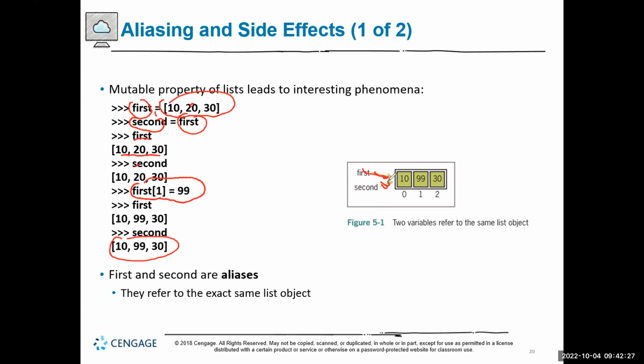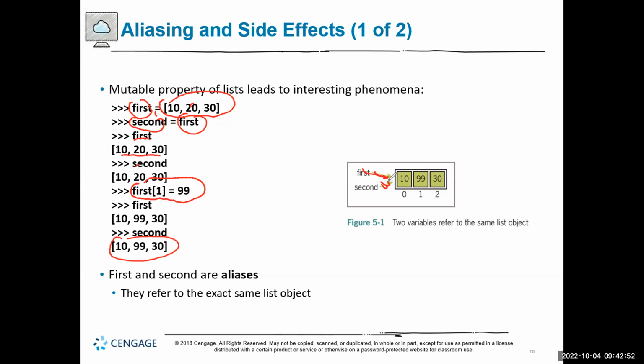Now what happens if I want to copy into a separate list? What do I have to do? You have to define a separate list for second. Yes. All right. And how do we do it? You probably equals 10, 99, 30, and then change the first list.